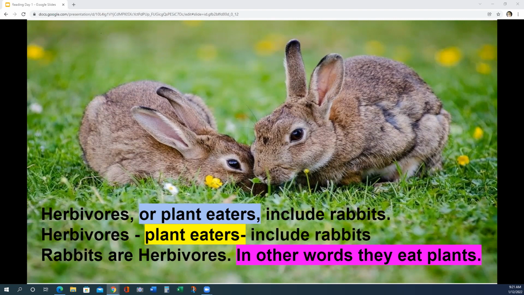In the second sentence, it has dashes instead of commas. So dashes can also indicate a definition. Or sometimes they'll add another sentence, like rabbits are herbivores. In other words, they eat plants. So they're telling you what they are. That is three different ways that punctuation can be used to give us a definition in a sentence.